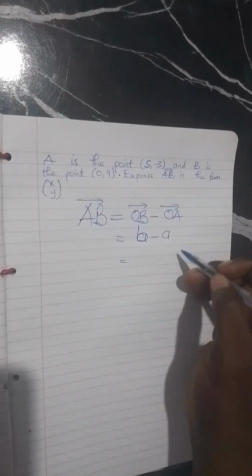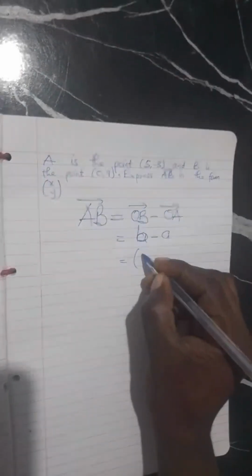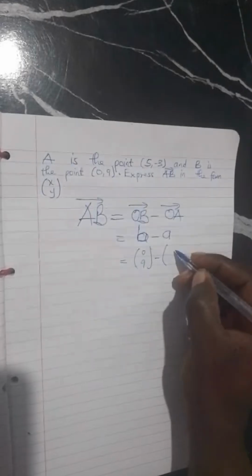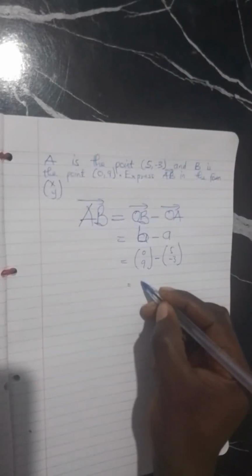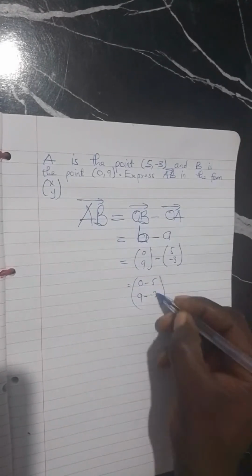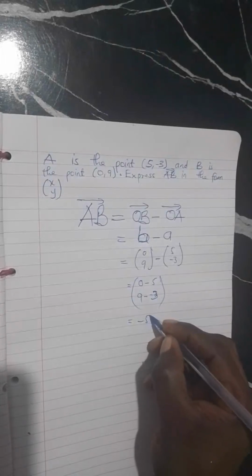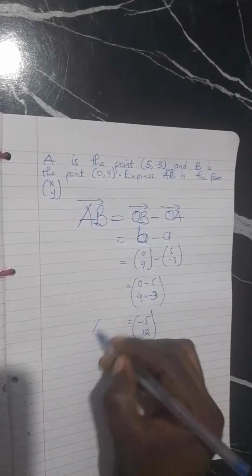So here you have the point B, that will be 0, 9, minus the point A, that is 5, negative 3. Right. So here 0 minus 5, then 9 minus negative 3, that is 9 plus 3. So this is negative 5, and this will give us 12. So that is the vector AB, right?